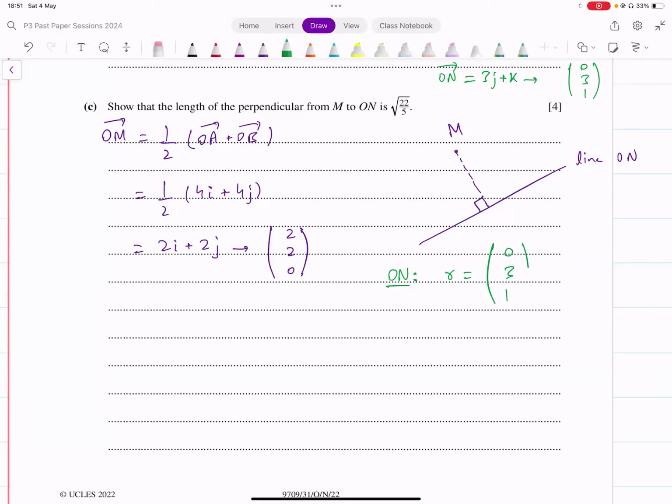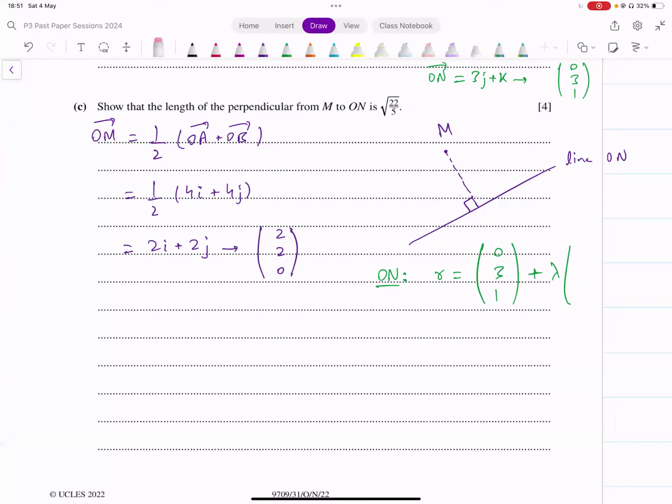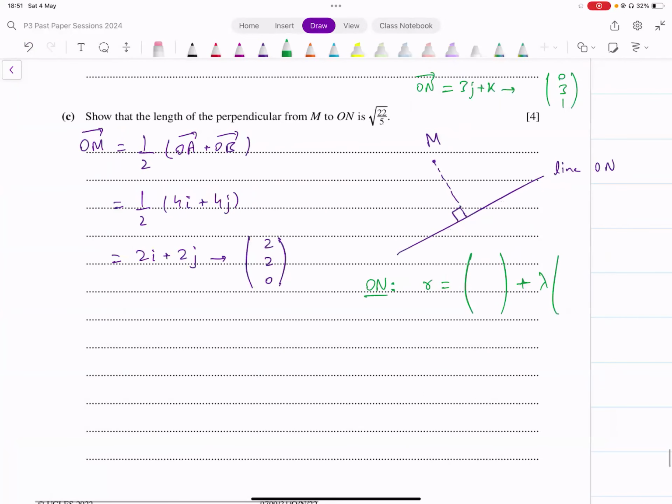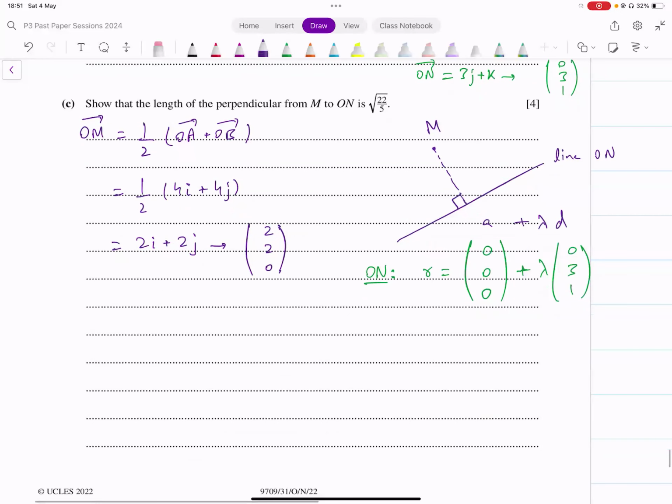That's 0, 3, 1. Or you could actually also use the origin, because the origin is also a point. But to make things simpler, in place of the point, you could just use the origin, because the line ON also passes through the origin. So R equals A plus lambda D: 0, 0, 0 plus lambda into D. What's the direction vector? That's 0, 3, 1. That's the equation of the line. This turns out to be lambda into 0, 3, 1. We've got the equation of the line ON.